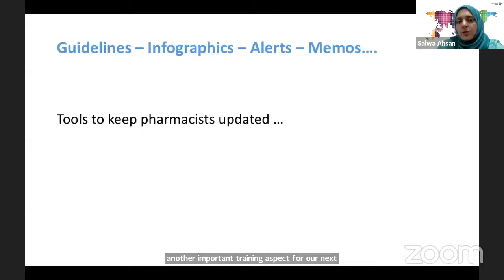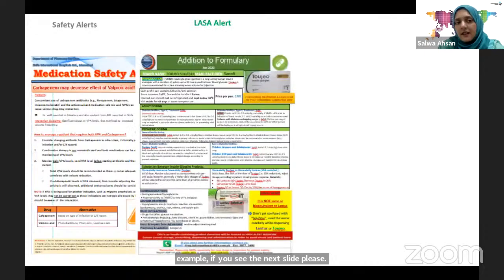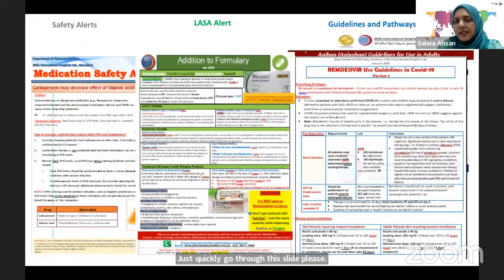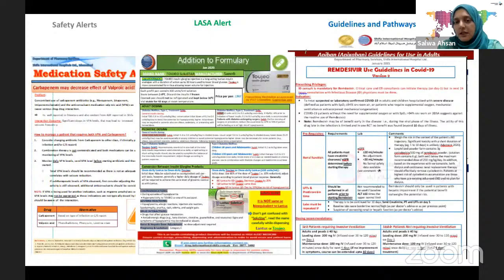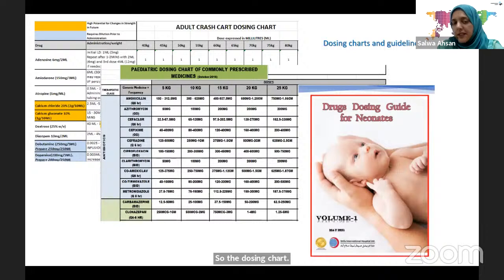Next, please. Another important thing is access to drug information. We do lots of sharing of guidelines, infographics, alerts, and memos. If you see the next slide, please, just quickly go through this slide: safety alerts, look-alike and sound-alike drug alerts, additions to the formulary, one-pager information, guidelines on COVID, dosing charts. Keep on, next slide, please. So the dosing charts, next: pediatric dosing, quick guides, neonatal dosing charts.